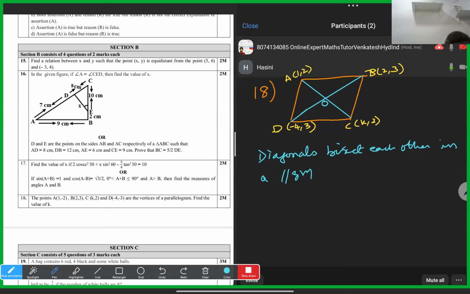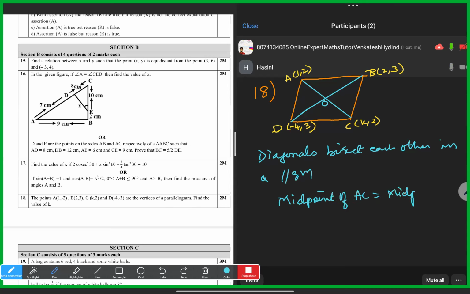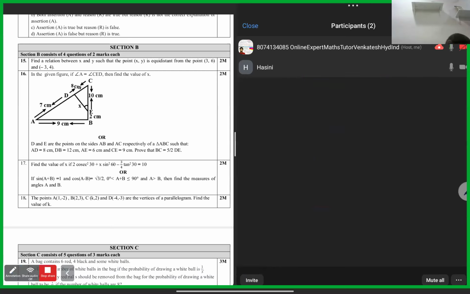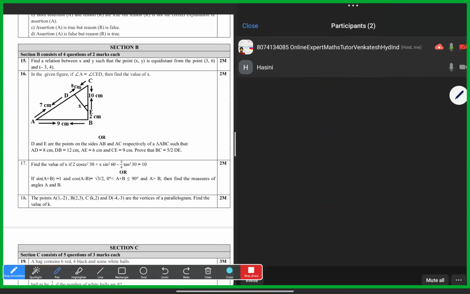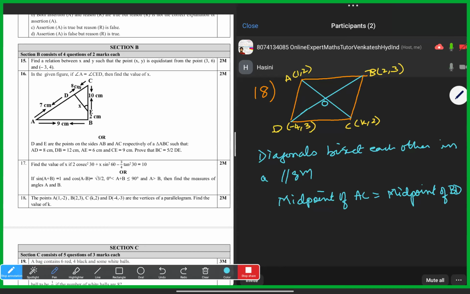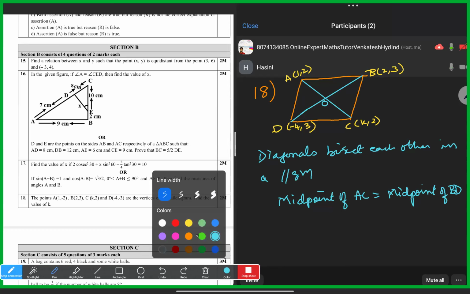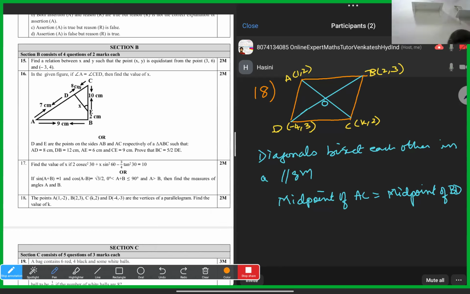So now the midpoint of diagonal AC is the same as the midpoint of the other diagonal BD. Any doubt, Hasni? No, sir. So now I'll apply the midpoint formula for A and C and the midpoint formula for B and D. What is the midpoint formula, Hasni? Yesterday also we used it for one of the questions. It is (x1 plus x2) by 2, comma, (y1 plus y2) by 2. So for A and C, and B and D, we should apply it separately and equate.